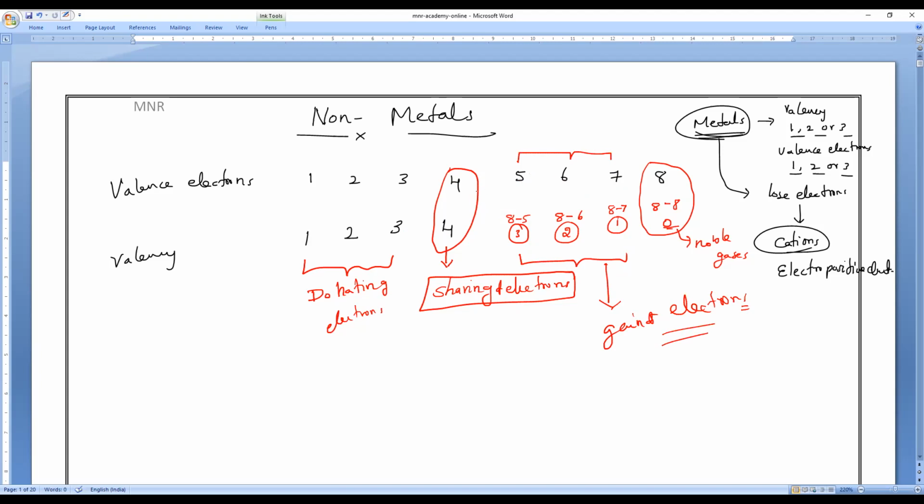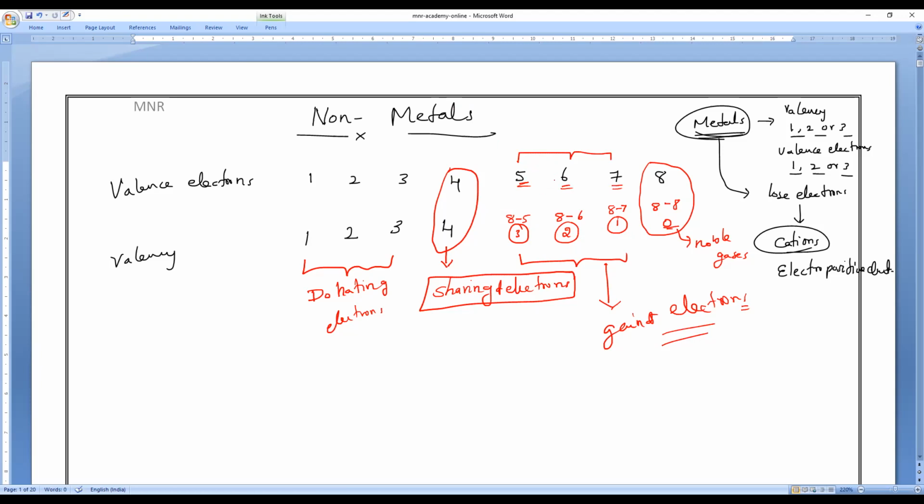Of course, 4 also we can say non-metals, 4, 5, 6, 7, but 4 is like metalloids also, that's why you avoid it. So the valency of non-metals, how much, guys? Valence electrons are 5, 6, 7. Valency is how much? 3 to 1. Understand, all of you?